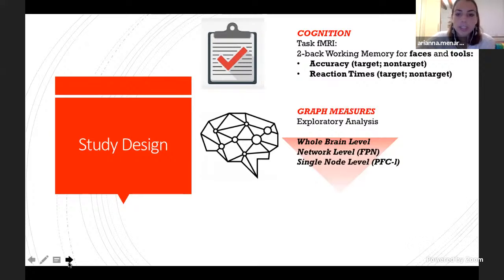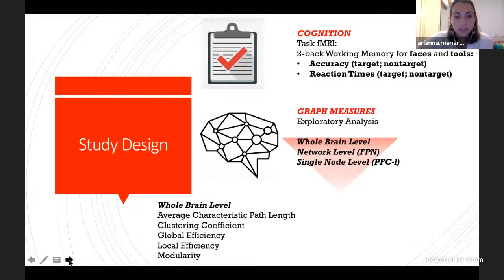And then we moved forward in extrapolating graph measures by means of an exploratory analysis, meaning that we started at the whole brain level, and then narrowed it down to graph properties of the frontoparietal network, and then even more in depth to the single node level for the regions forming the prefrontal cortex of the left hemisphere. At the whole brain level, we looked at very basic graph theory measures: average characteristic path length, clustering coefficient, measures of efficiency for both the global and local level, and modularity.